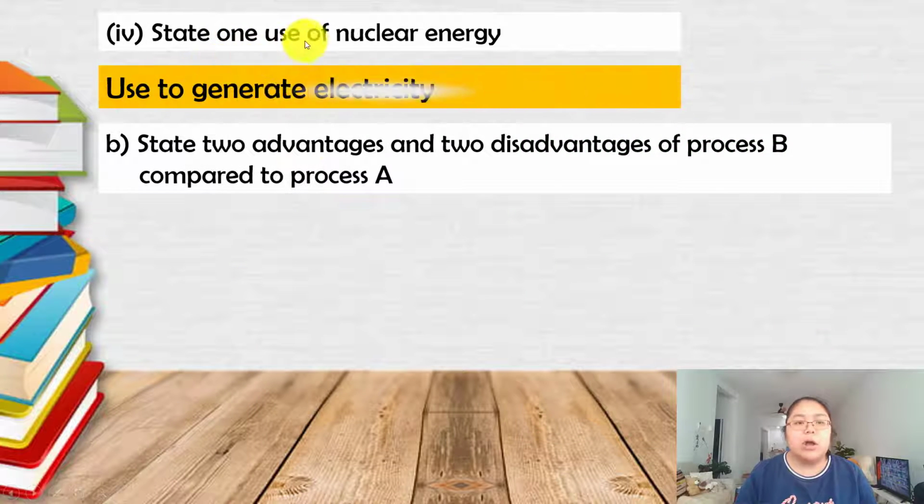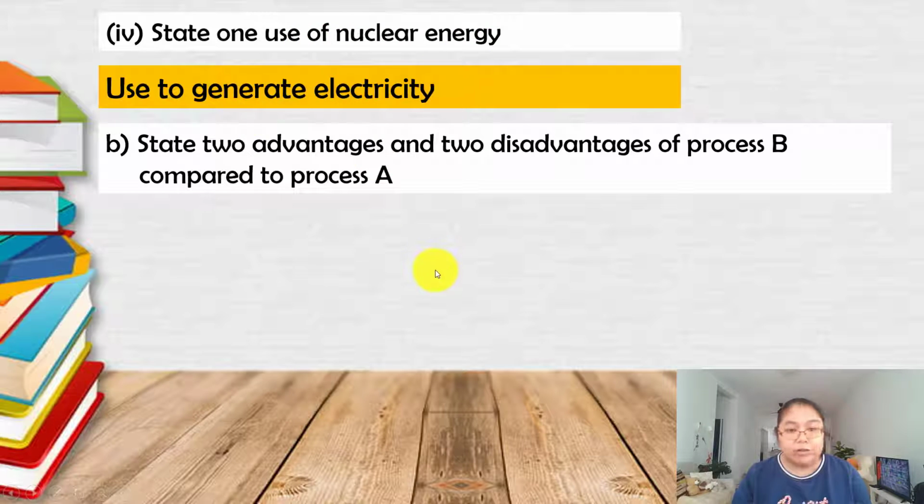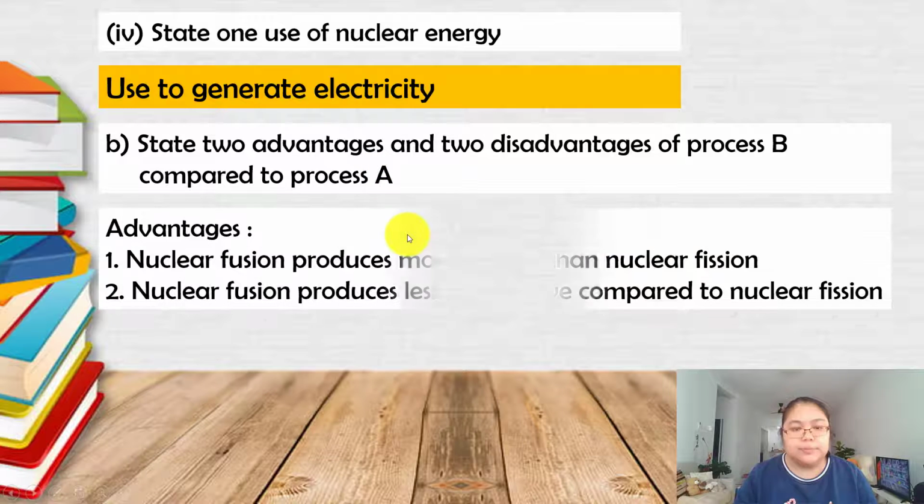Okay, state one use of nuclear energy. So everybody knows, it is to generate electricity. Okay, advantages and also disadvantages. Just now we already mentioned, so they just need two. So we go to B, what is it? B is fusion. A is fission. So we're going to see the comparison.